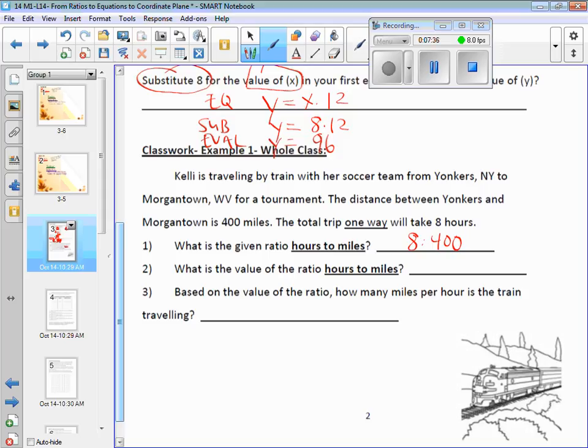What do you want to use? 4. You can use 4, but you'll see 4 will still get you halfway. You can break it down even more. Stace. Do you see why it's 1 to 50, everybody? 8 goes into both. Okay, 1 to 50.